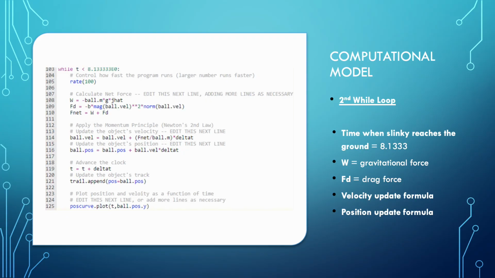The second loop covers the moment when the bottom finally moves and the slinky reaches the ground, around 8.1333 seconds. Here, drag is added as a force to make the model more realistic. Again, velocity and position are updated using the forces in real time. This loop helps model the final part of the motion accurately.